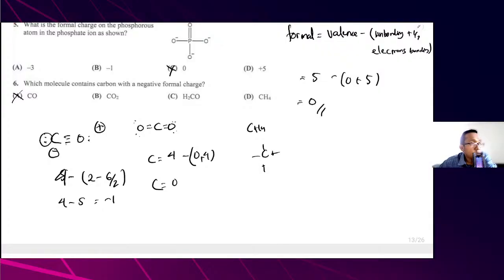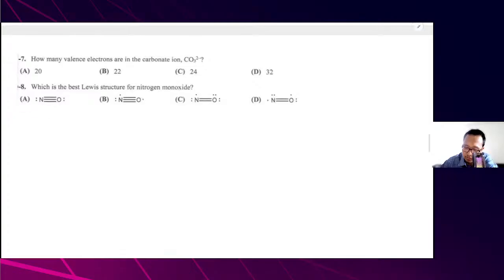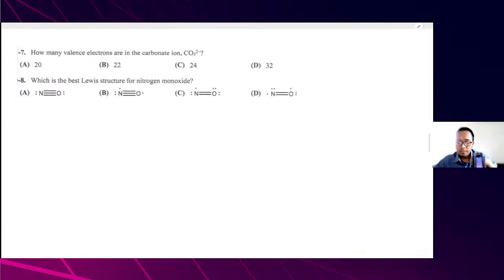Okay, all right. Now let's move on to another question, number 7. How many valence electrons are in the carbonate ion? C, right? And then we have O2.